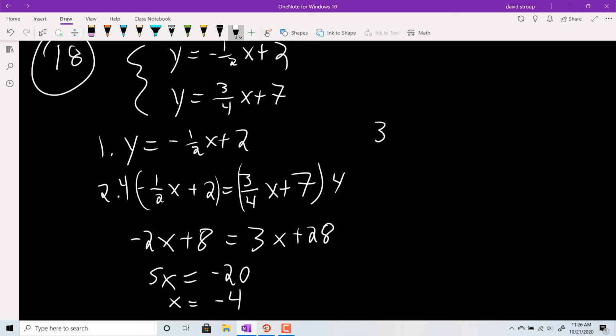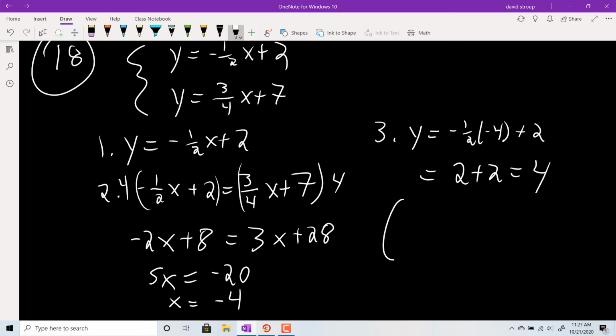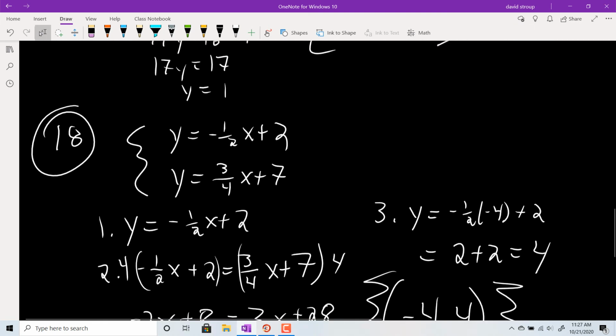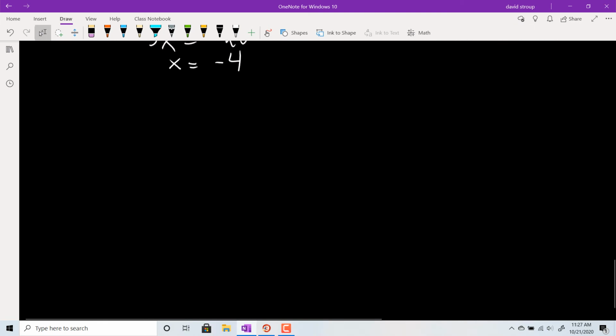Go back to back sub, so I'll just use the first equation. So y equals negative 1/2 times negative 4 plus 2. Negative 1/2 times negative 4 is positive 2, plus 2, and then we'll equal 4. Okay, so at the end, you get negative 4, 4 as your solution. If you want to put it in the curly brackets, that's fine. Okay, so that's our first method, substitution method. Tried and true, it'll work, it will get the job done.